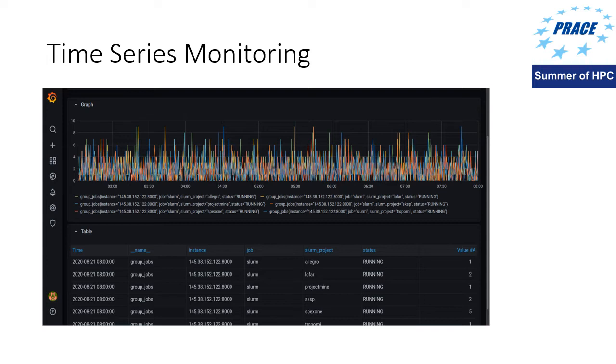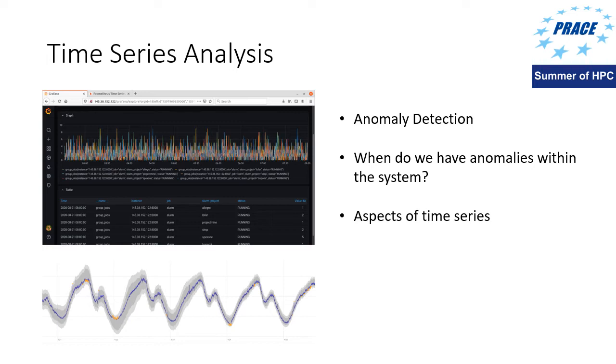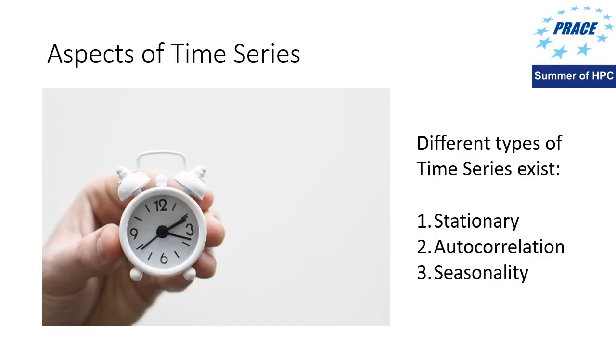The main interest of our project was creating a time series monitoring system, which essentially monitors the behavior of data points with respect to time. The monitoring system allows the user to detect anomalies within the HPC systems. For example, a user can detect when the system went down, when the system failed, and also analyze the trends within the HPC clusters. For our interest, we will analyze only three different types of time series characteristics, which are stationarity, autocorrelation, as well as seasonality.